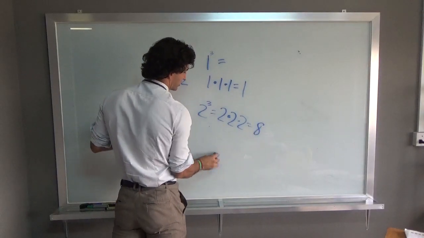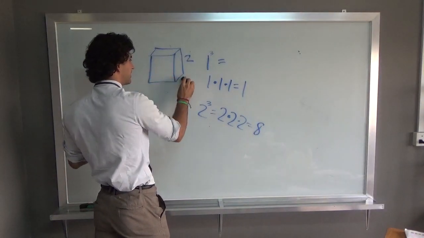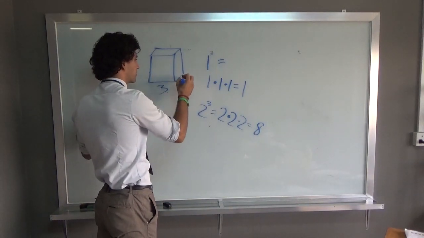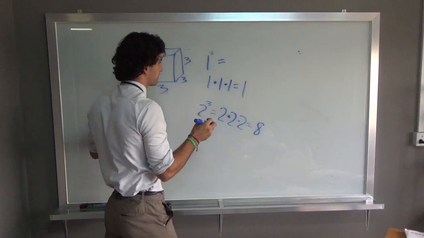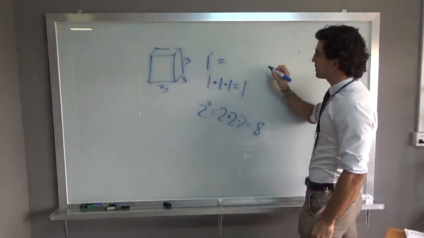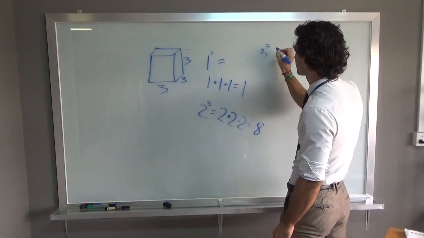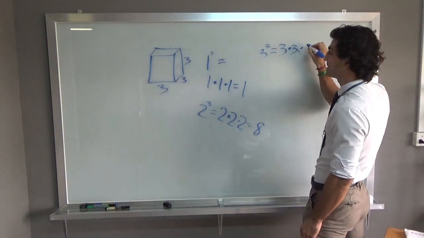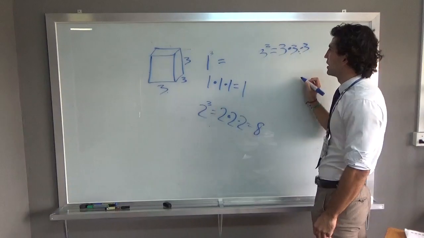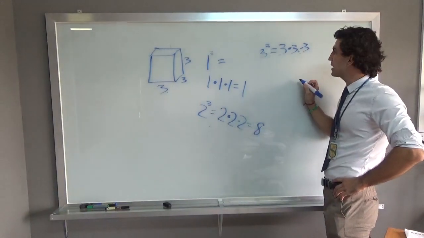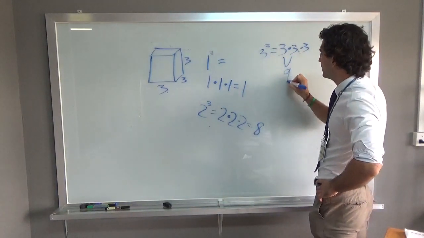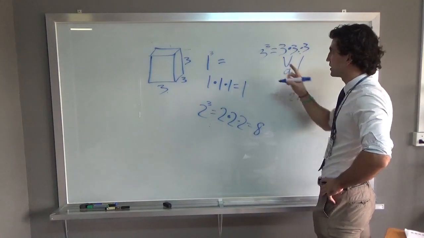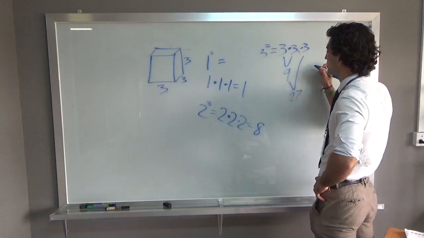What if I change this cube to have side lengths of 3? 3, 3, 3. 3 cubed is equal to 3 times 3 times 3. And 3 times 3, we know is 9. And then 9 times 3 is 27. So 3 cubed is 27.